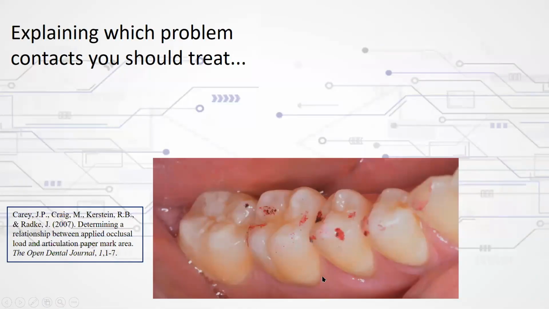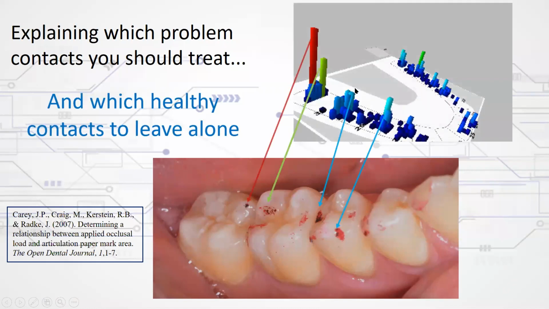So the T-scan really explains which problem contacts you should treat and which ones you should leave alone. This is the most important element that helps you chairside, because instead of subjectively interpreting which is the problem contact, you know which is the problem contact, and then you treat the appropriate contact, rather than interpreting this by yourself and saying, well, I think it's this contact because it's dark and big, when that's actually low force, which happens a lot.